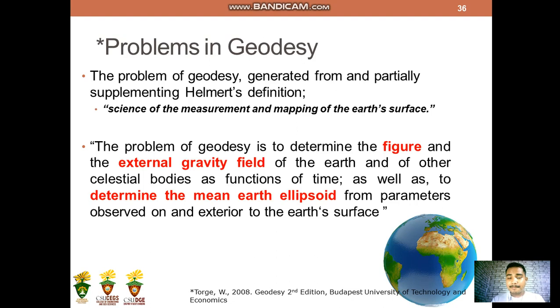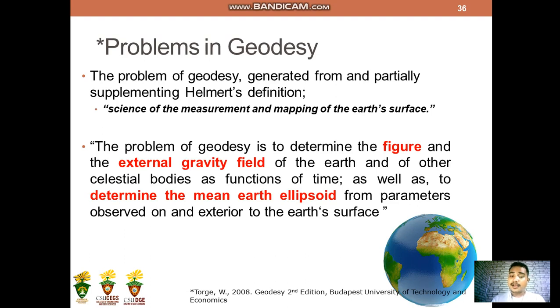So again, pag mo yung tag-Earth surface, kambal din niya ang figure. And besides from the figure, the problems arise from the determination of the external gravity field. So, ang pag-determine sa mean Earth ellipsoid is one of the main problems in geodesy.